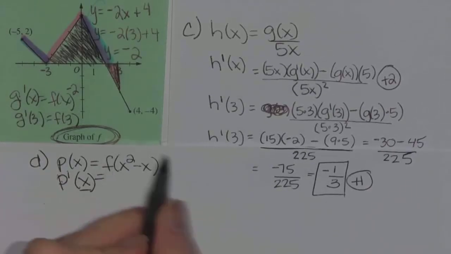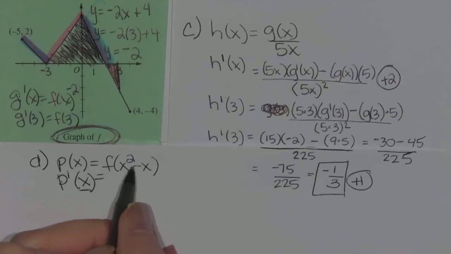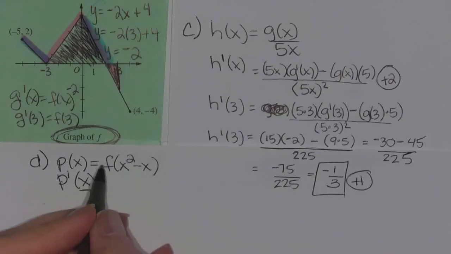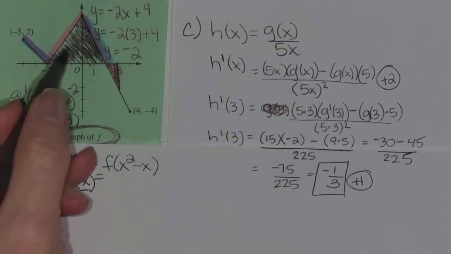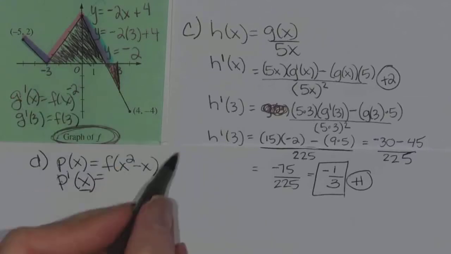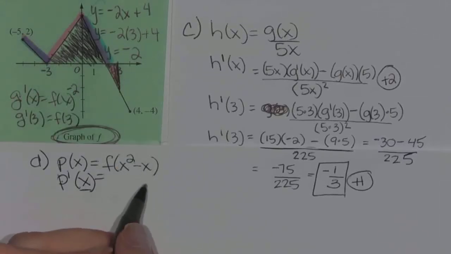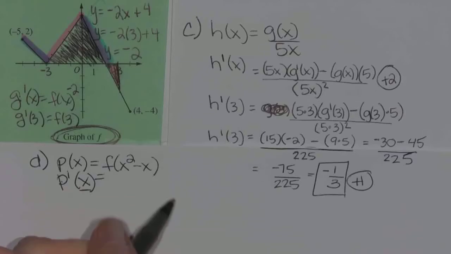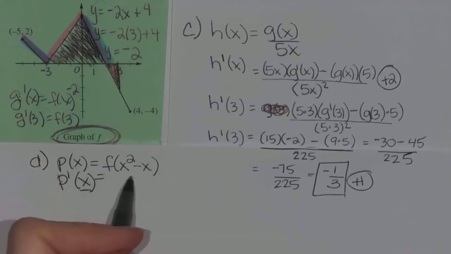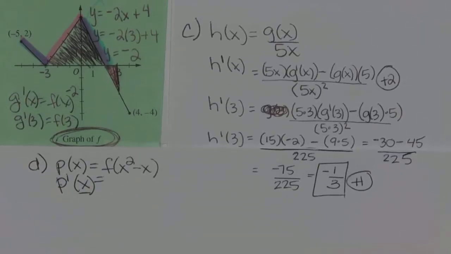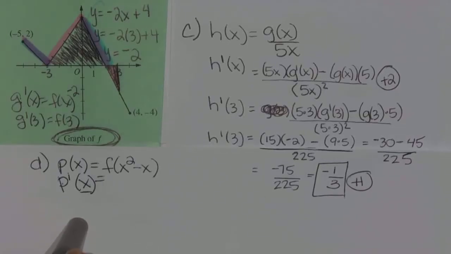So this is a little tricky over here because I have f of x squared minus x, and I don't even have an equation for f. I have a graph for f. So I can't even deal with that really wholeheartedly. So I need you to think back to when we were learning derivatives. This is actually the outside-inside rule. Now let me review that with you really quickly.